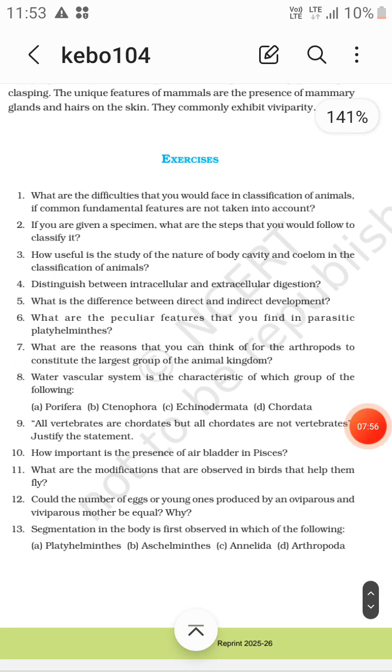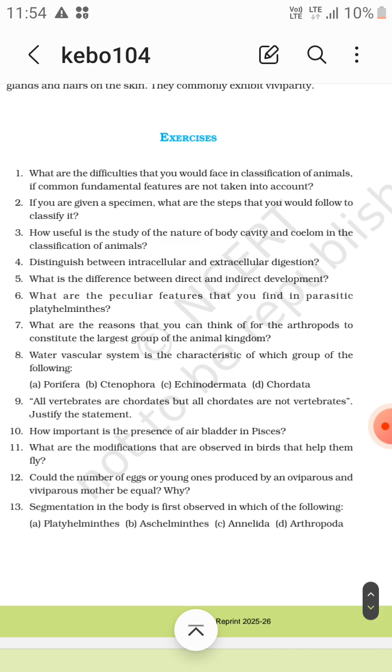Now the exercise. What are the difficulties that you would face in classification of animals if common fundamental features are not taken into account? If you are given a specimen, what are the steps that you would follow to classify it? How useful is the study of the nature of body cavity and coelom in the classification of animals? Distinguish between intracellular and extracellular digestion. Intracellular means inside the cell, extracellular outside of the cell. What is the difference between direct and indirect development?